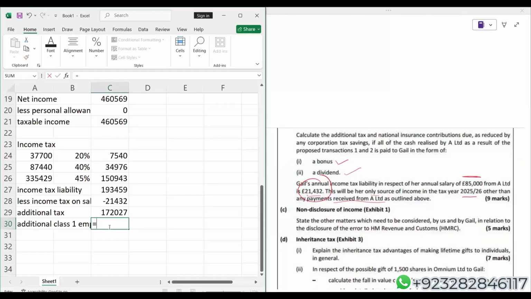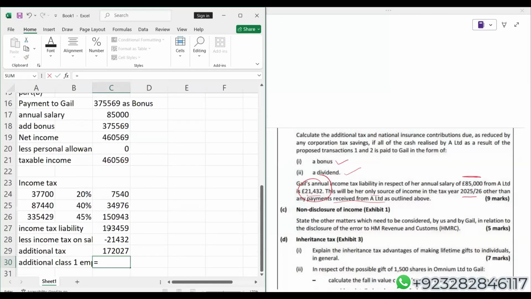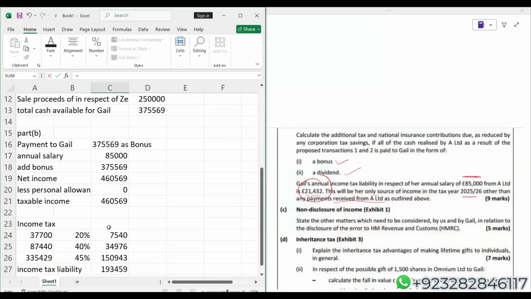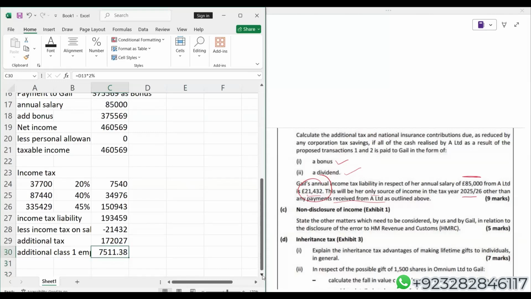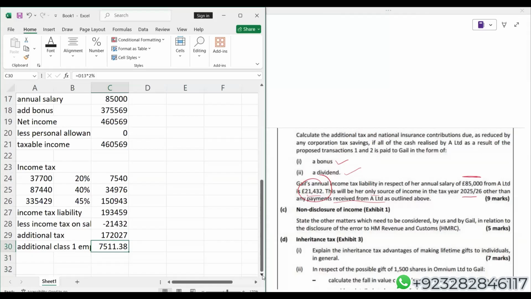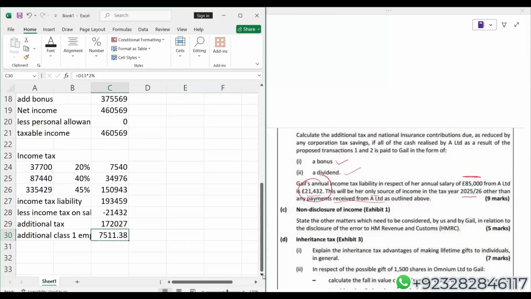We will apply that on the bonus. What is the value of the bonus? Bonus value is this. Multiply by, can I say 2%? So we're getting 7,511.38. Then we will calculate additional employer class 1 NIC. Applicable rate is going to be 13.8%. And all these NIC rates, they will be given to you in exam.